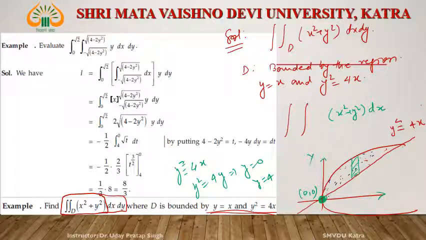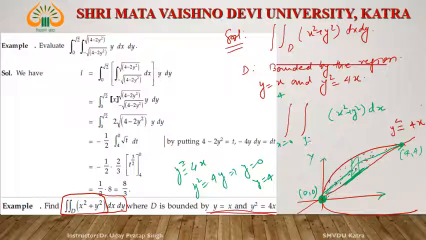Since if we move the strip, the lower portion is this and the upper portion is at 4, so x goes from 0 to x equal to 4. And what is the lower part of the strip? The lower part of the strip is this one, y equal to x.